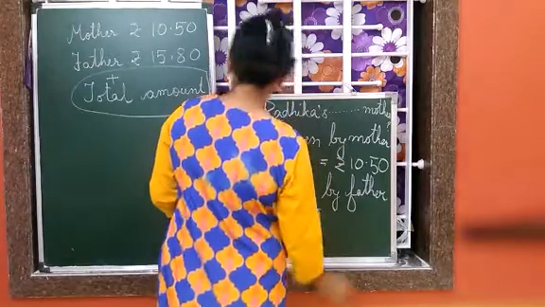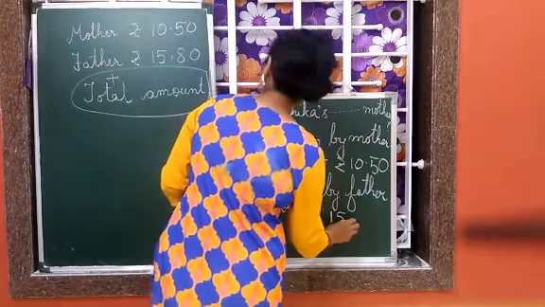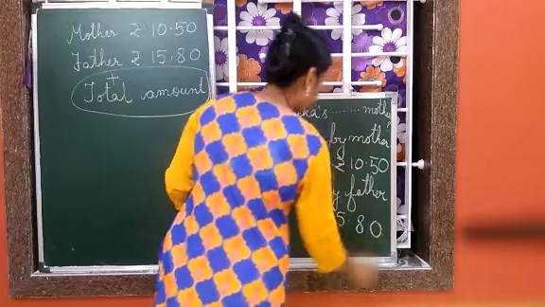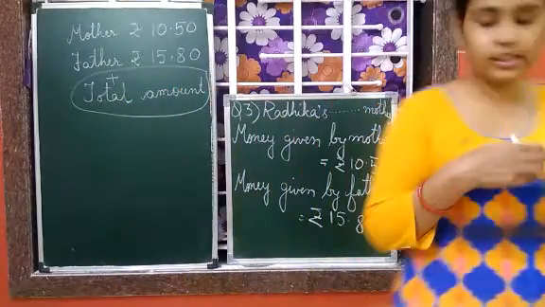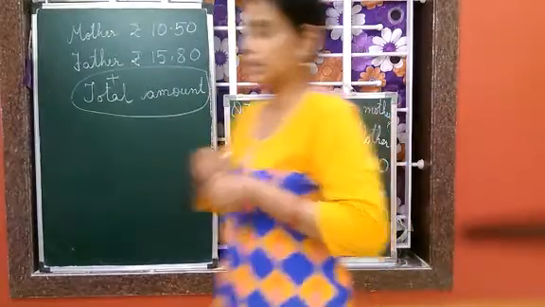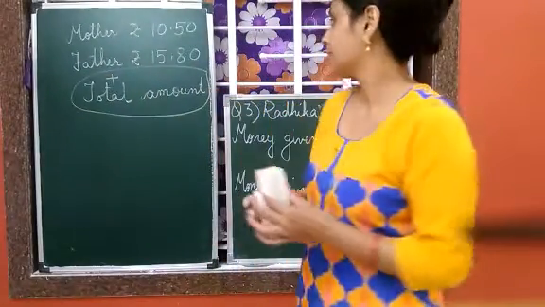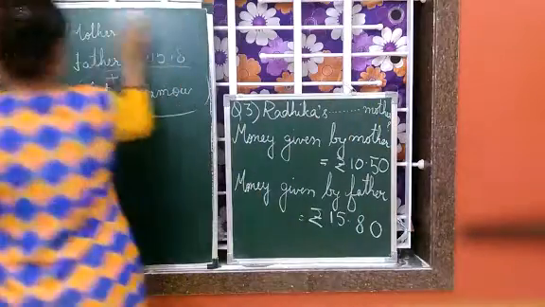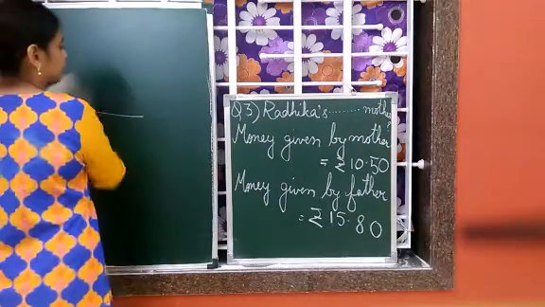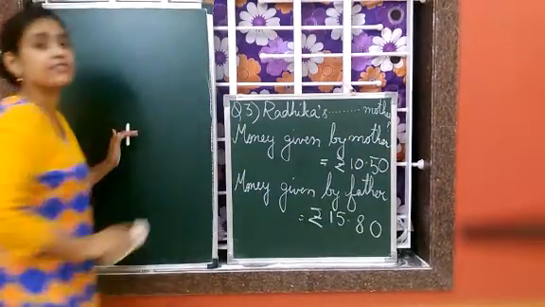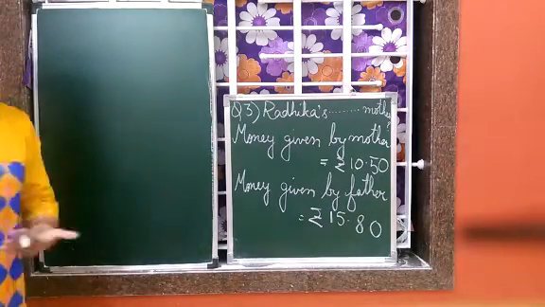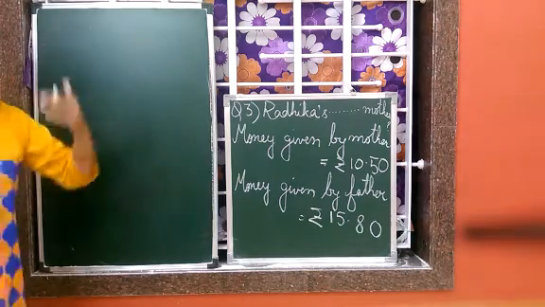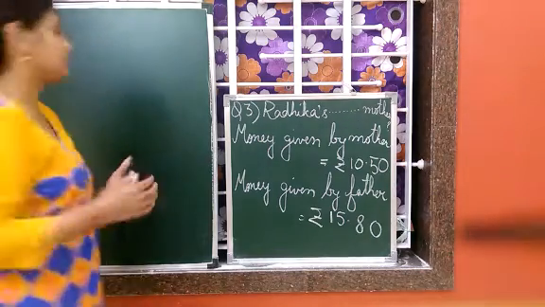By father, that is 15.80. Then now we have to write the third statement, that is total money given. So third statement we will write here. If you want, you can write total money given to Radhika or total money given by parents to Radhika. Okay, if you want to write bigger statements, you can even do that.